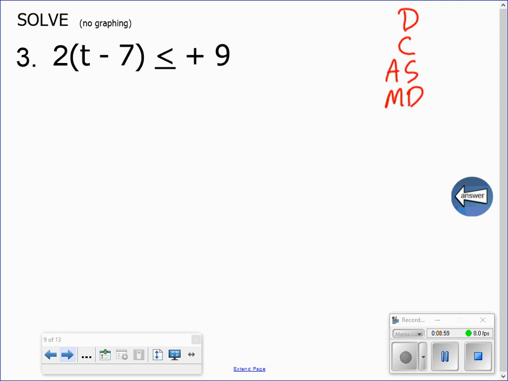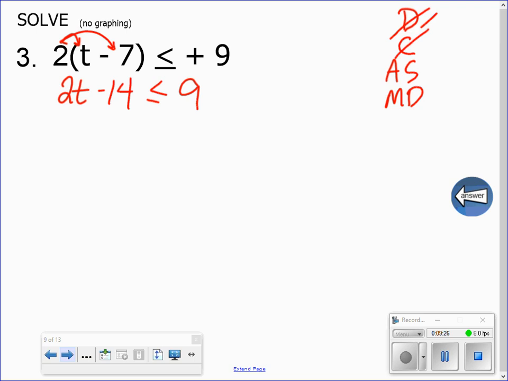So here we do have to distribute. We have parentheses here, so we're going to distribute the 2 to both the t and the minus 7. So that will give us 2t minus 14 is less than or equal to positive 9. I don't have to write the plus here. So we have positive 9. And then we don't have to combine like terms. I don't have any like terms. So I'm good with those.